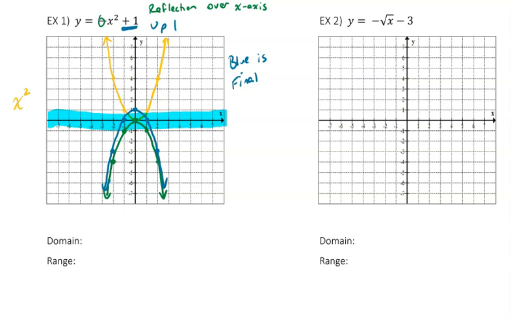All right, what's our domain? Still the same thing, -infinity to infinity. Our range has definitely changed though, because now our lowest point is actually -infinity. It goes down forever. Our highest point is 1 now.